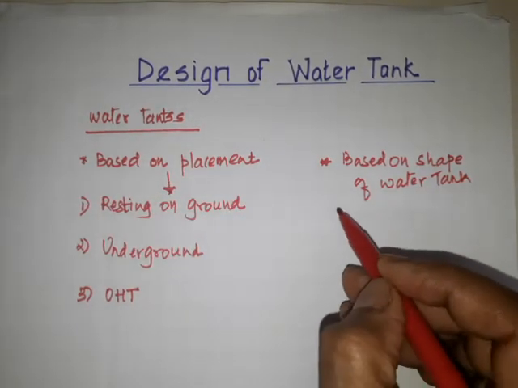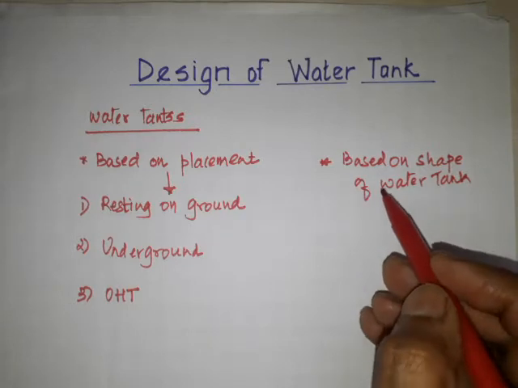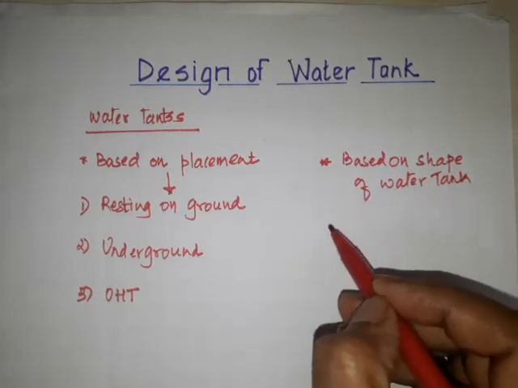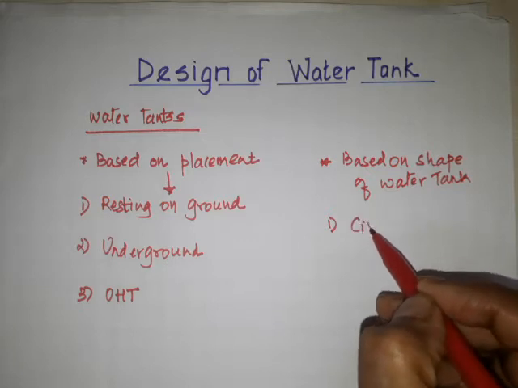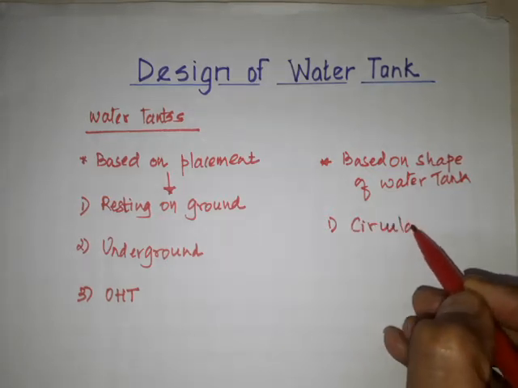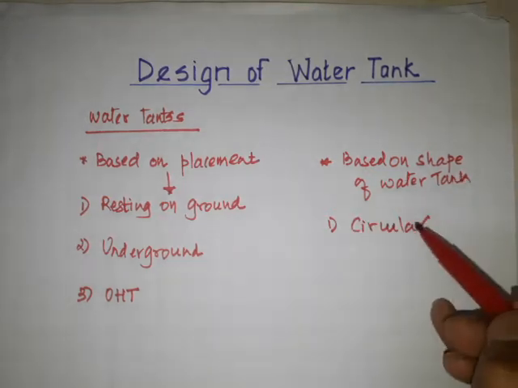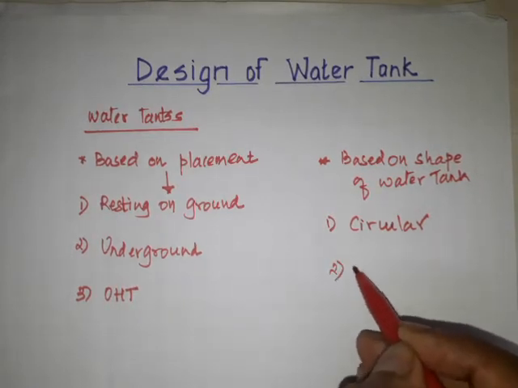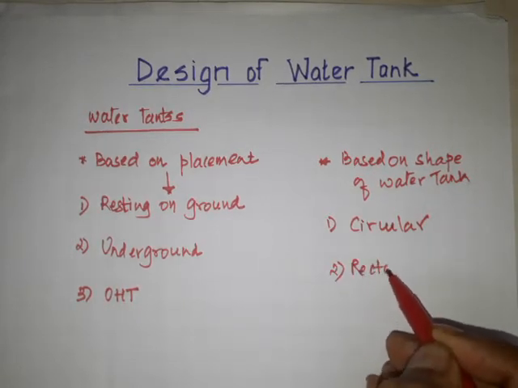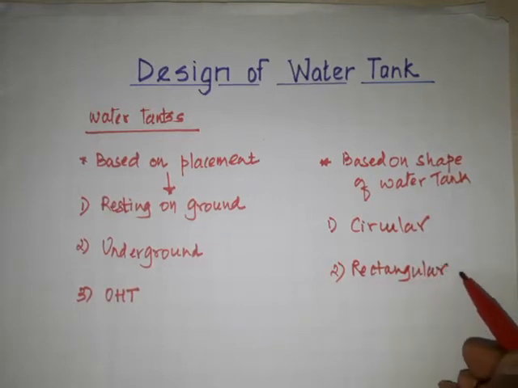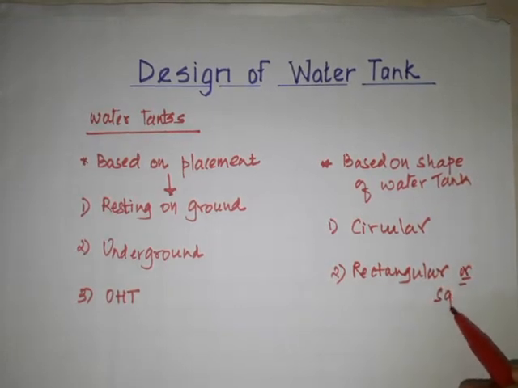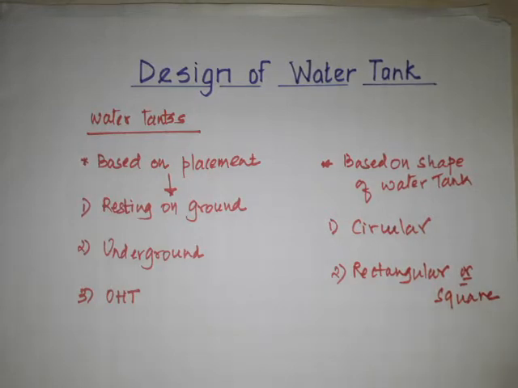Then we have the other subdivisions based on the shape of the water tank. Based on shape, we have the circular water tank, then we have the rectangular water tank, rectangular or square, whatever. So these are the subdivisions that come under the shape of the water tank.